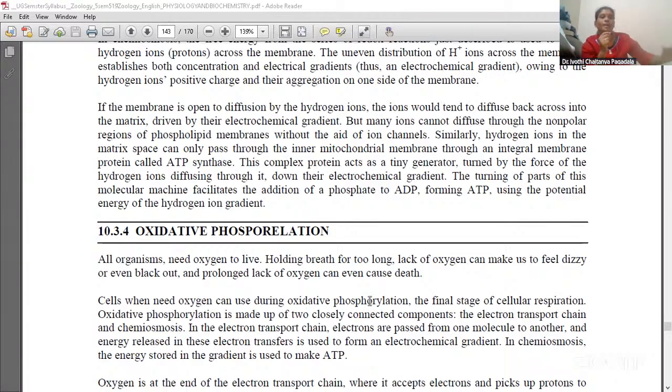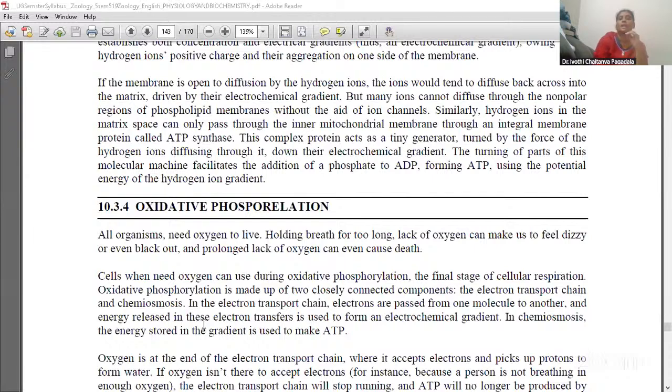So cells that need oxygen use it during oxidative phosphorylation. The final stage of cellular respiration, oxidative phosphorylation, is made up of two closely connected components called the electron transport chain and chemoosmosis. In the last step, we discussed the electron transport chain, how the electrons are transported at different levels with the help of the electrochemical gradient.